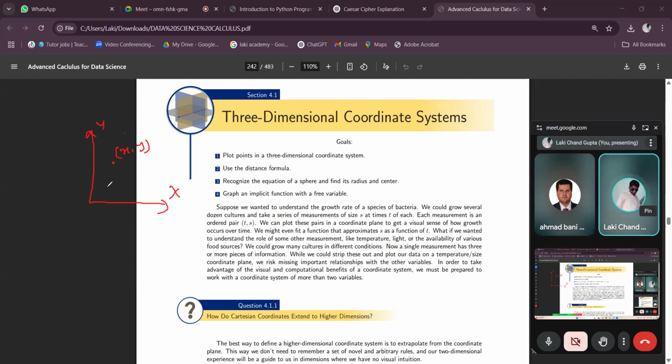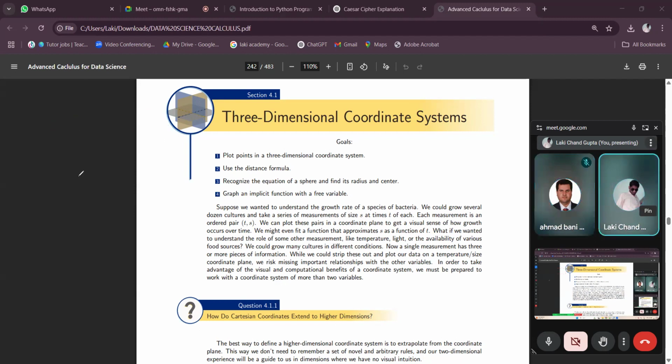This is called two-dimensional. Two-dimensional means one axis is x and the second is y, right? Yeah, that's right. But in this section, you are going to learn the three-dimensional coordinate system. I think it's important in computer science for multiple topics: robotics, graphics, and visualization.